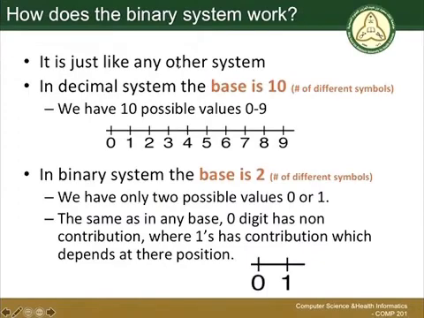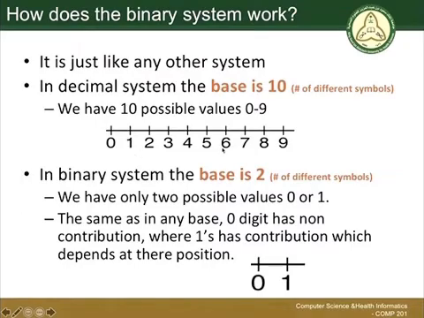So the binary system is like any other numbering system. The numbering system that we know is called the decimal system. Why do we call it the decimal system? Because it has base 10, and 10 is the number of different symbols. We have 10 possible values from 0 to 9. All numbers in the decimal system can be produced by a combination of 0 to 9.